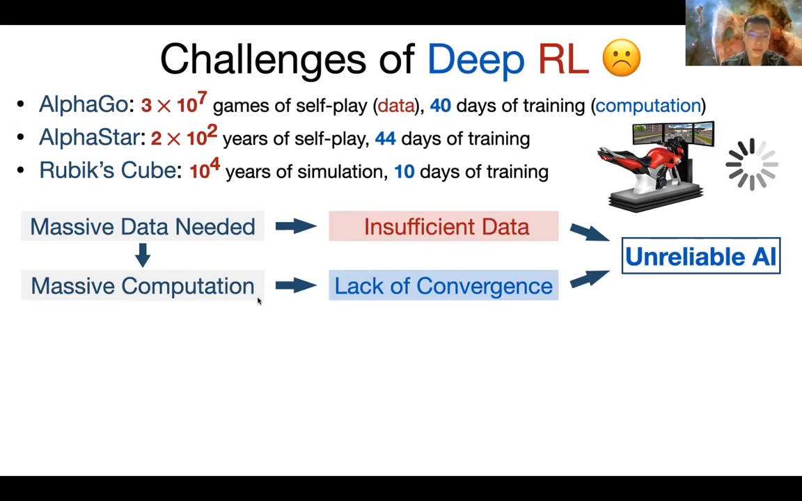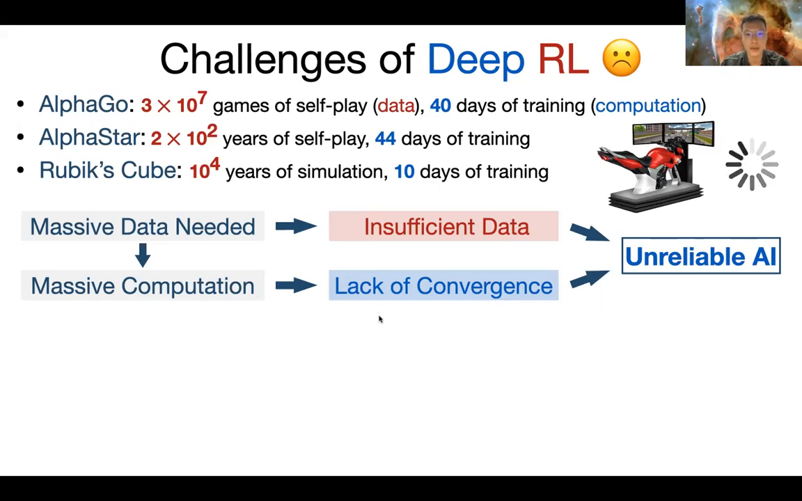In addition, another drawback caused by sample inefficiency is on the computational side. Massive data means we need massive computation and a longer training time. If we don't have enough computational resources, then we might not have enough time to wait for convergence, and we will terminate the training process before convergence. Such a lack of convergence is another source of unreliability.